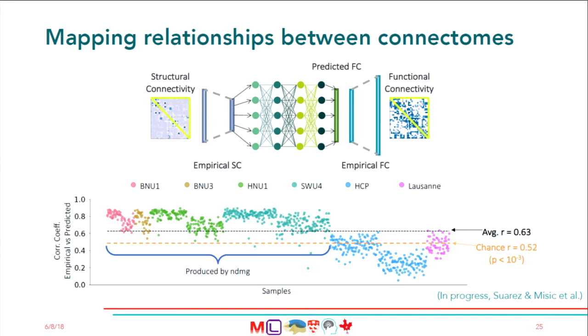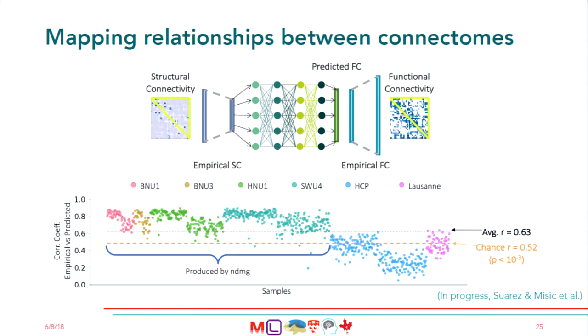One of the first questions that jumps out from this figure is, why is there this separation between, let's say, the BNU1, 3, HNU1, and SWU4 data sets and HCP and Lausanne? One thing that we did here was use different edge weighting between these different groups and wanted to see if that had an impact. Also, we didn't process them all with the identical pipeline. Those on the left are processed with a pipeline that I'll talk about in a little bit called NDMG, and the others were processed with other pipelines.